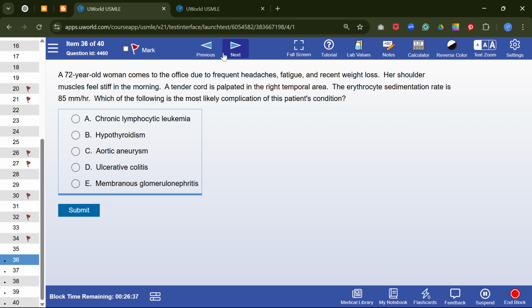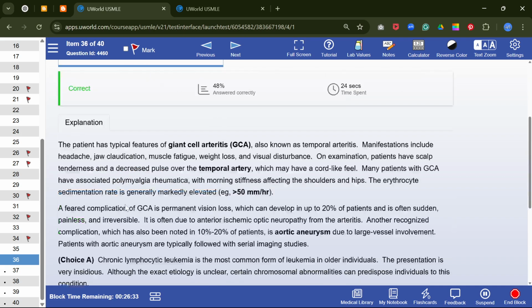Is it temporal arteritis? Aortic aneurysm. This patient has typical features of giant cell arteritis, also known as temporal arteritis. Manifestations include jaw claudication, muscle fatigue, weight loss, and visual disturbance.